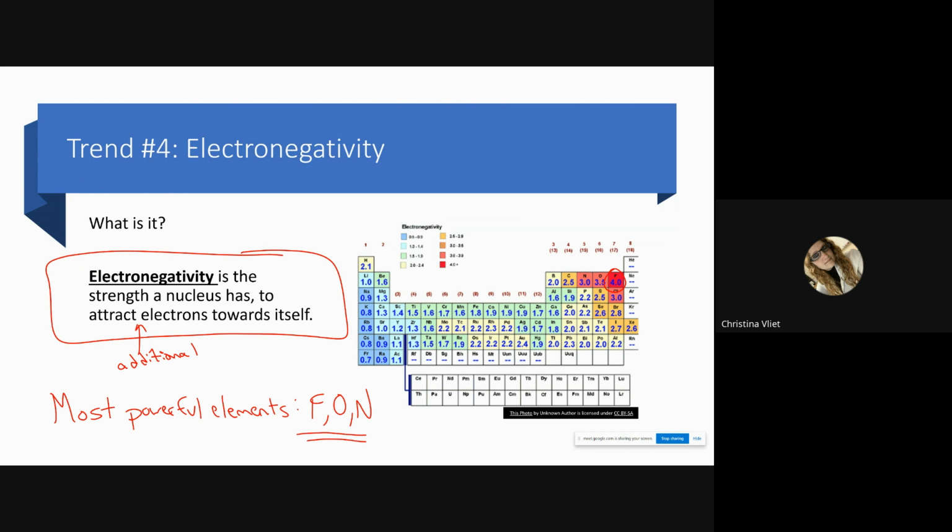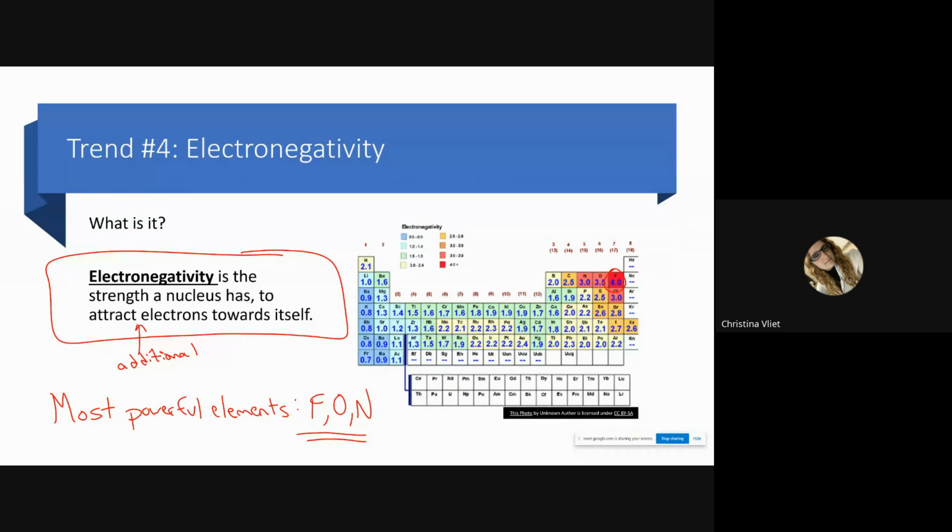Why is fluorine so powerful? So small. Very small. It has 7 valence electrons that it wants to have 8, right? So it's very small, and its nucleus has a lot of power to attract additional electrons. So the idea is the smaller the stronger. The smaller an atom is, the stronger it will be to pull electrons toward itself.